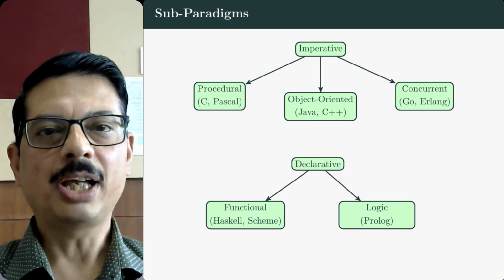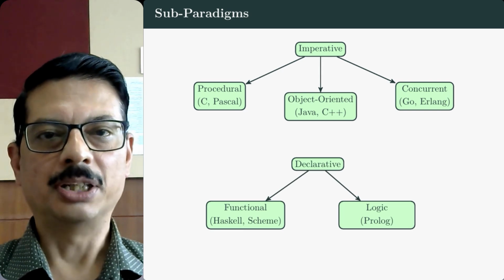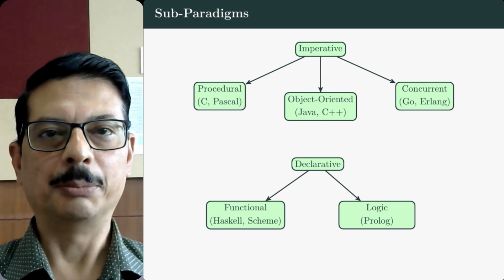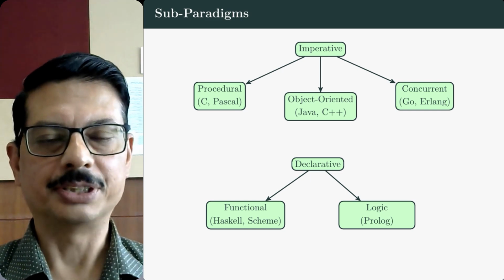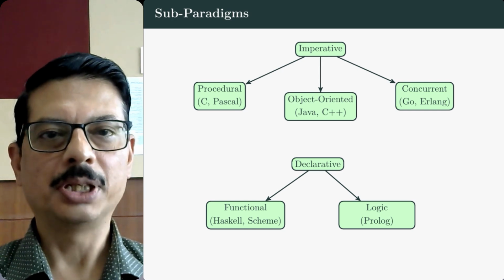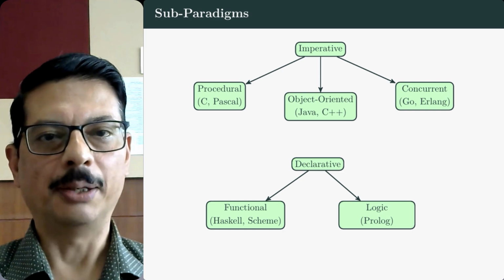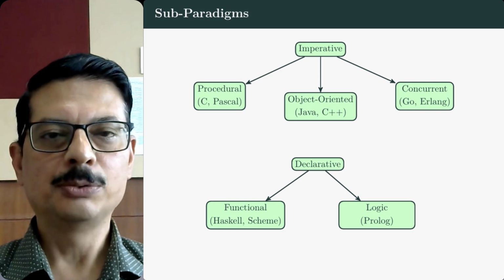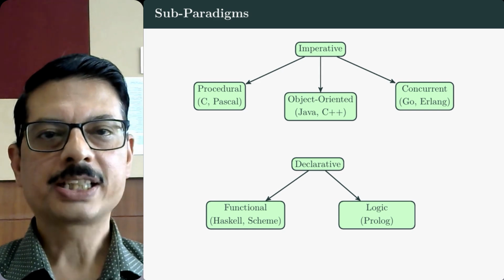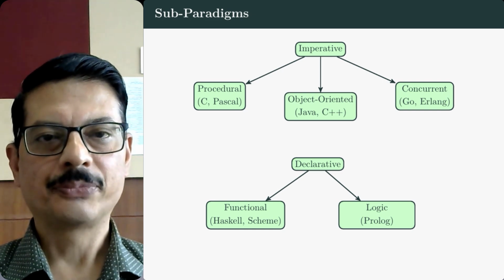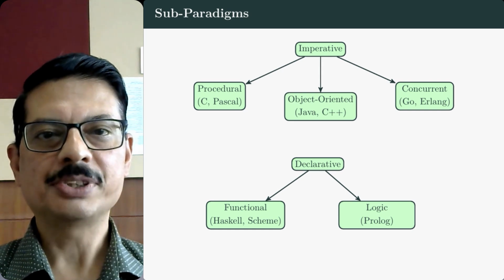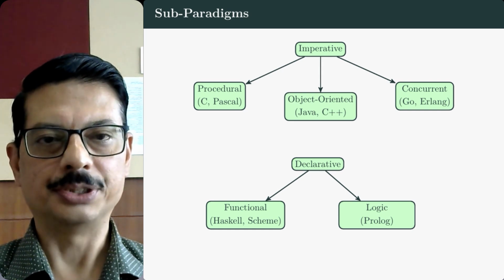Under the declarative family, we have functional programming and logic programming. Functional programming treats computation as evaluation of mathematical functions, often avoiding mutable state. Examples are Haskell, Scheme, OCaml. In logic programming, whose example we just saw, we express facts and rules, letting the system infer answers. The classic example is Prolog. Each of these sub-paradigms emphasizes different ideas about computation.